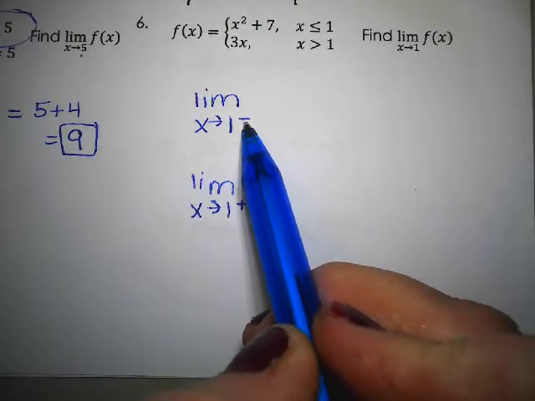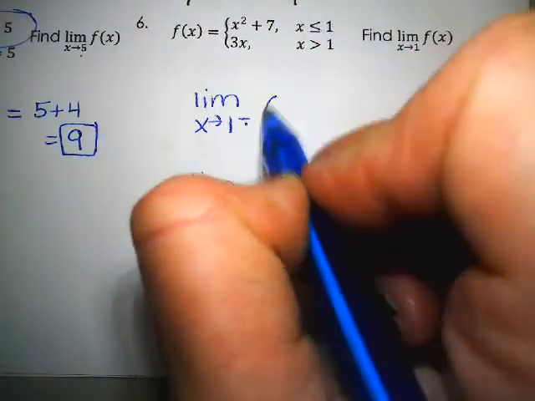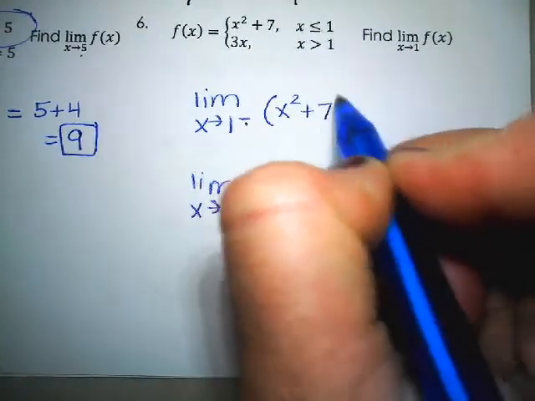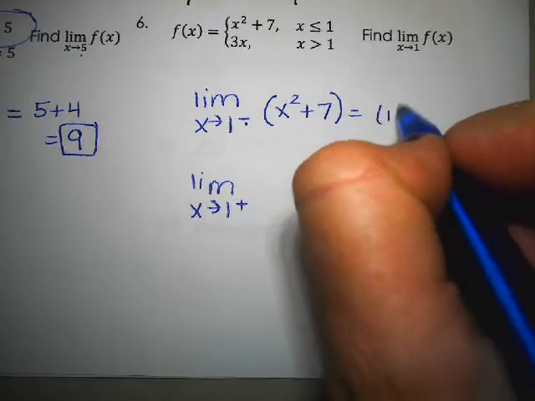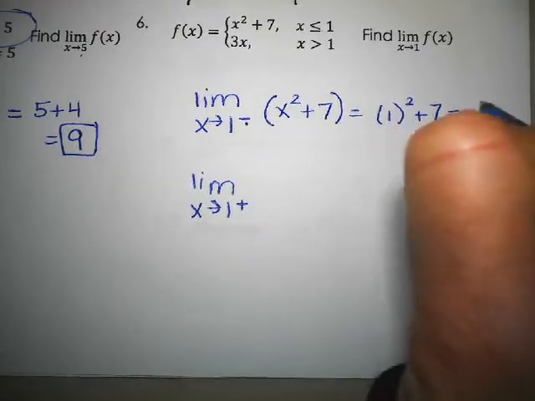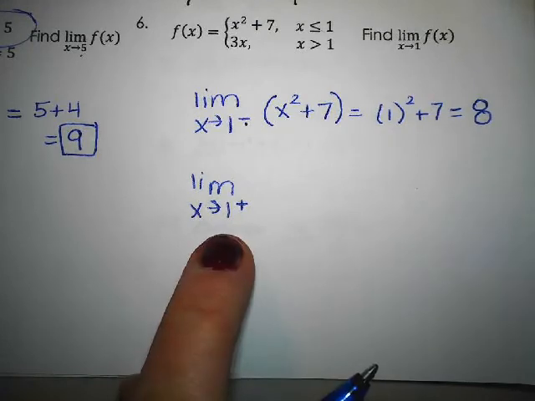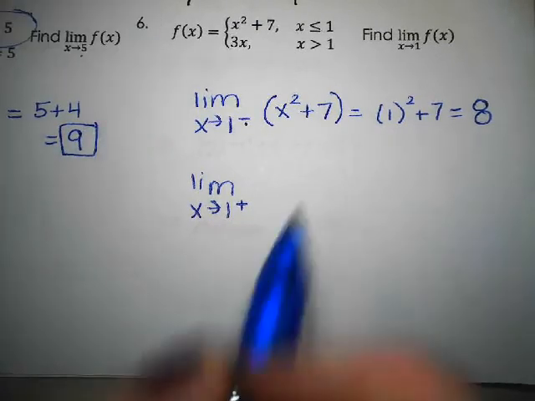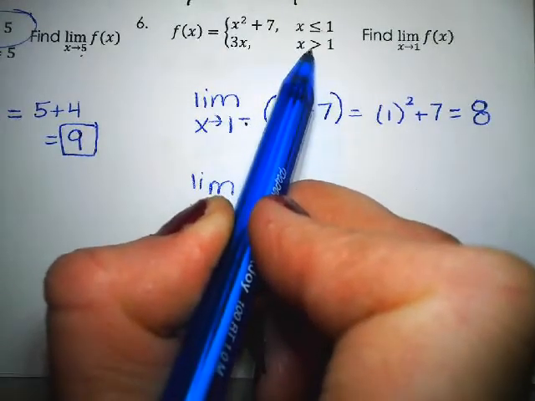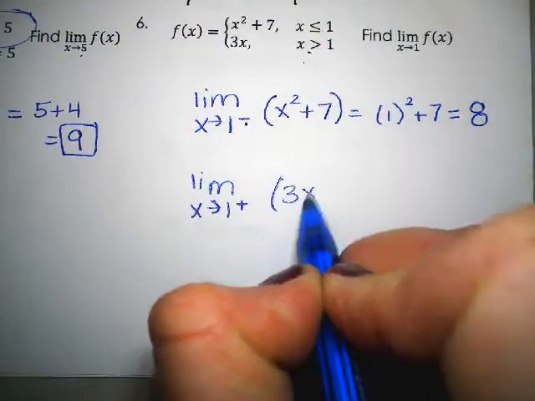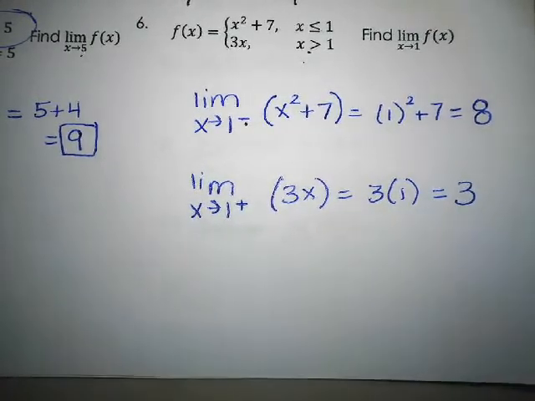From the left, I need to use numbers that are smaller than 1, or less than 1. So I'm using the top function, x squared plus 7. I'll go in and put in 1. 1 squared plus 7 is 8. Now let's find the right-hand limit. So for the right-hand limit, I'm going to use the bottom piece because it says when x is greater than 1. That would be to the right of 1. I'm going to use 3x. 3 times 1, or 3.